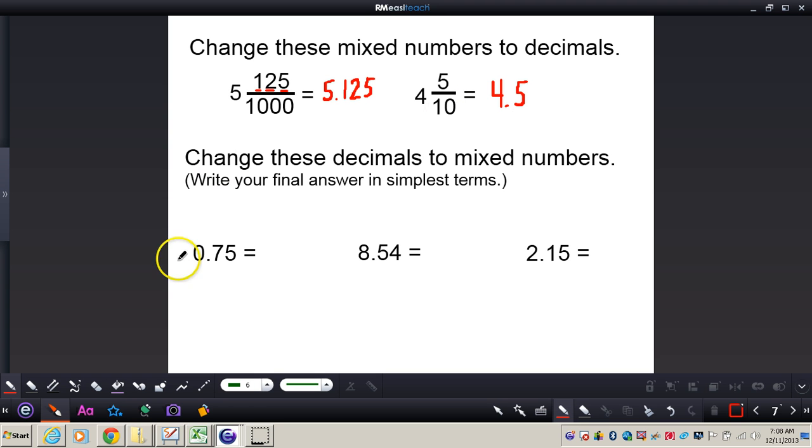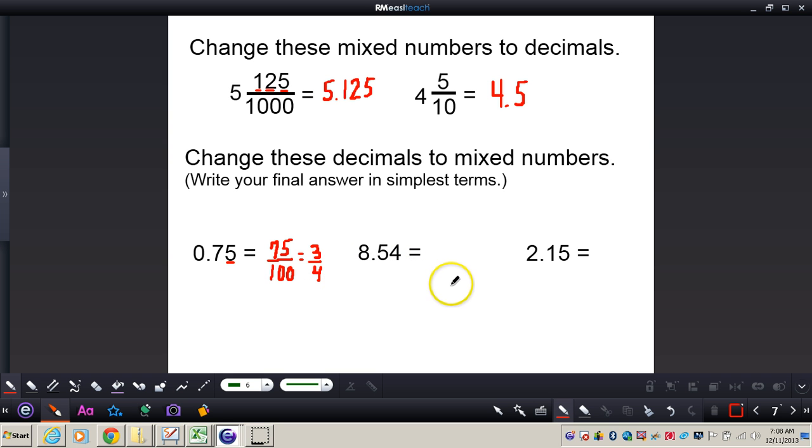Now we're going to take a look at these three here. We're going to do these together. We have 0.75, 75 hundredths. The 75 will be written out as my numerator. Then my denominator, since my 5 falls in the hundredths place, that's going to be 100. 75 hundredths is actually equal to 3/4.